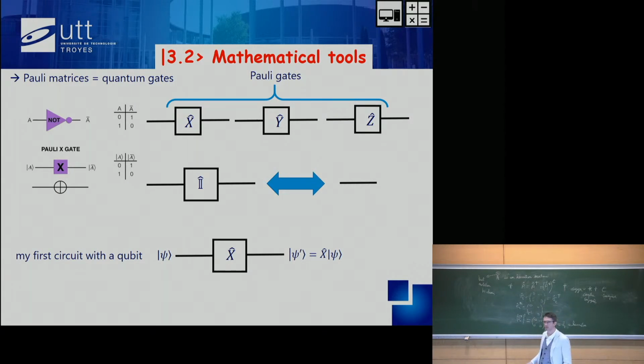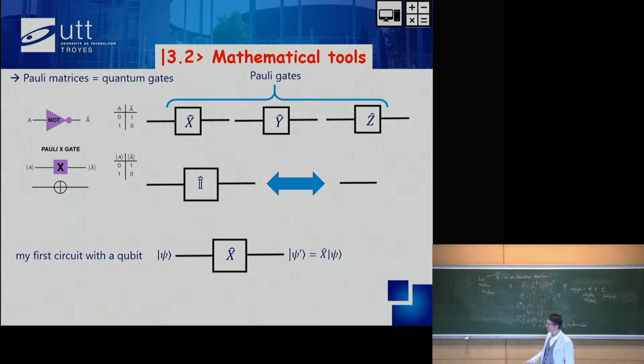You can already do it. We could do it on the board, but I don't want to spoil it now. By just applying the X gate, which I believe is the sigma 1 Pauli matrix, we will flip the qubit. So what was 0 becomes 1, what was 1 becomes 0. So it's the strict equivalent to that.